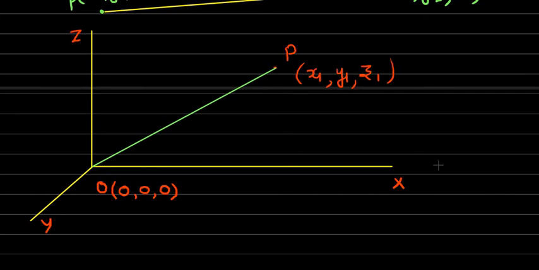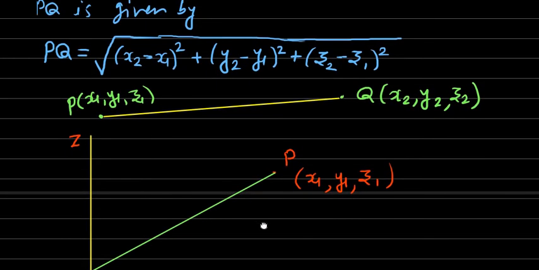Then, what changes occur in the distance formula? See here, our distance formula was PQ equal to the square root of (x2 minus x1) square plus (y2 minus y1) square plus (z2 minus z1) square. Now, suppose this origin is our point Q, then in place of x2, y2, z2, there will be 0, 0, 0. So here it becomes (0 minus x1) square. 0 minus x1 is minus x1 and minus x1 square is simply x1 square. Plus, similarly (0 minus y1) square will become y1 square. And plus (0 minus z1) square will become z1 square.